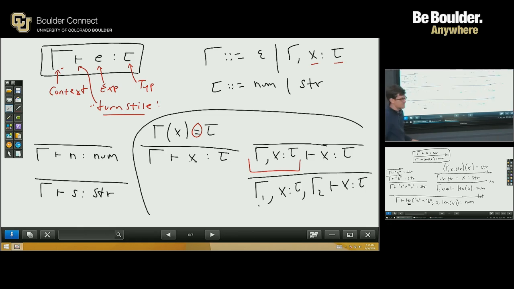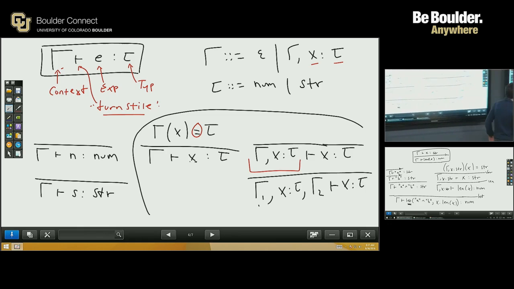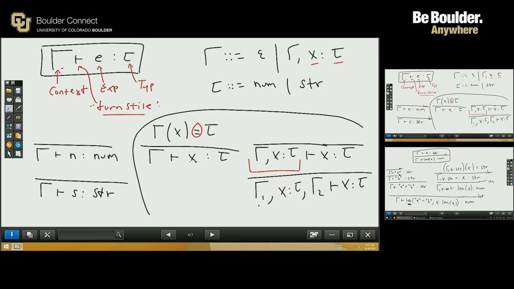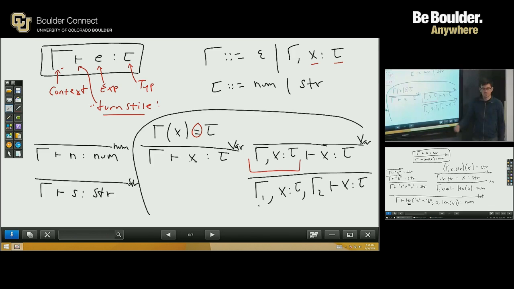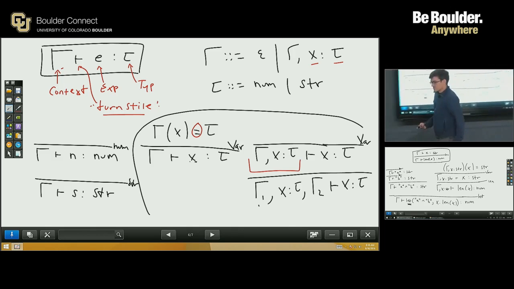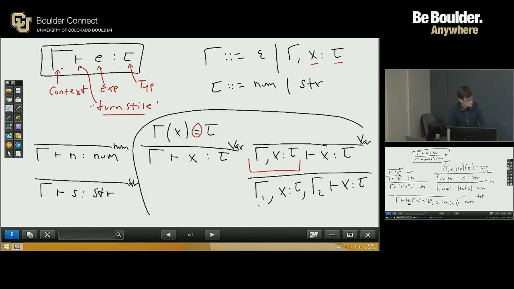Yeah? What was the var rule that you referred to? Oh, right. I forgot to name all these rules. So this one should be named num, str, and all these rules are different variants of the var rule. Depending on which textbook you look at or which paper you read, people will do all these different things, and they mean the same thing. Okay, so any other questions about the typing derivation?